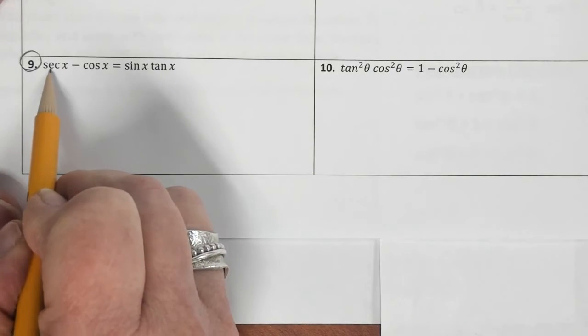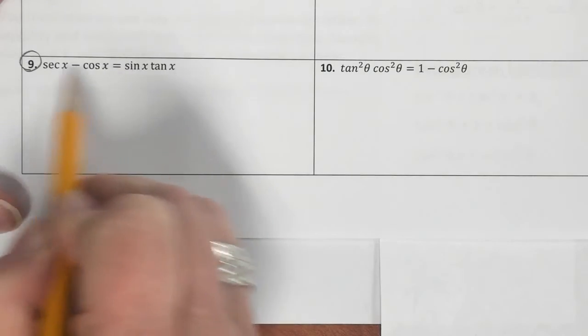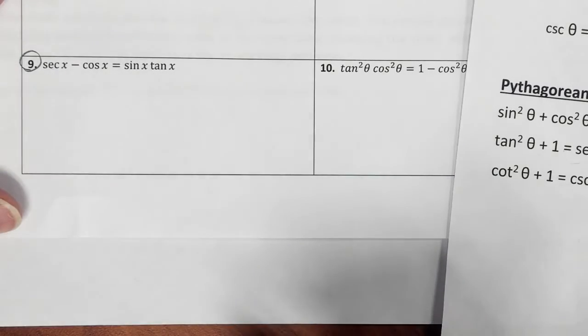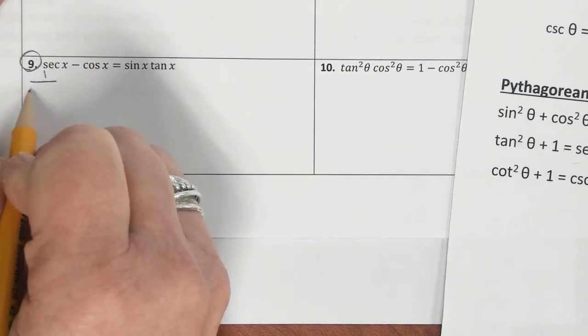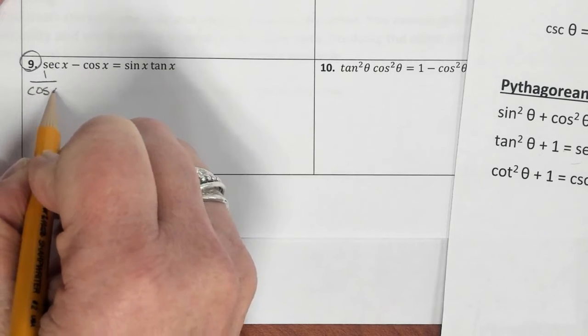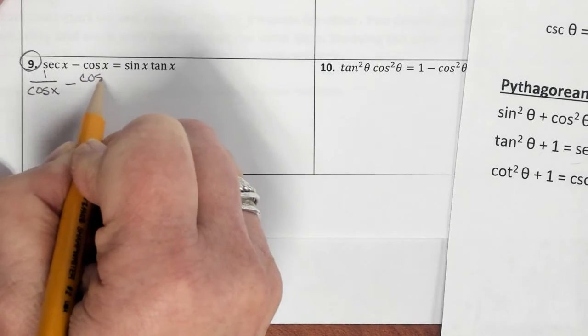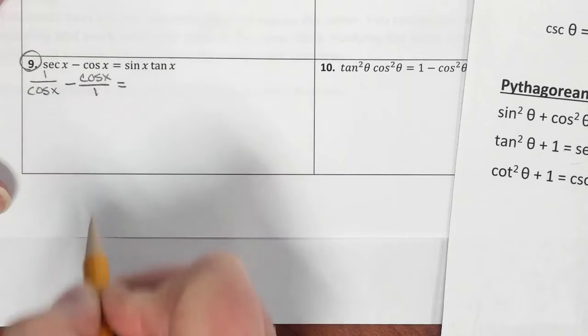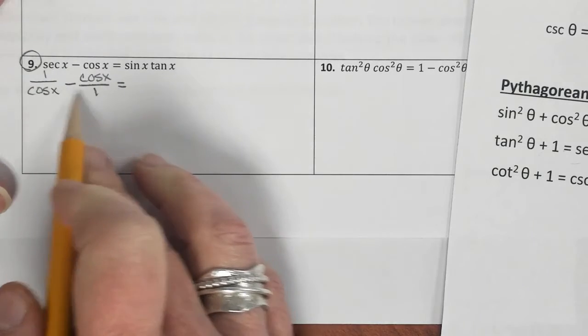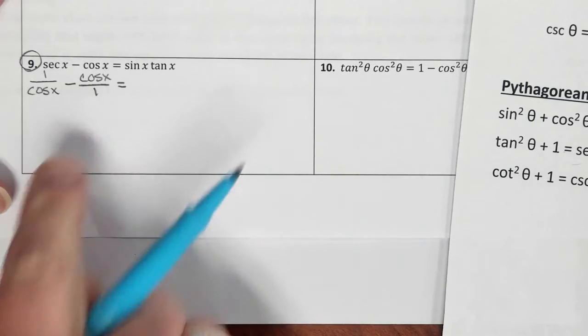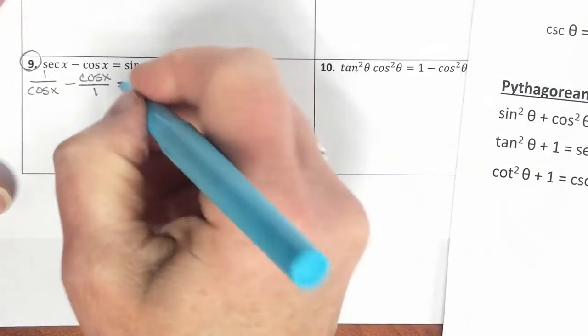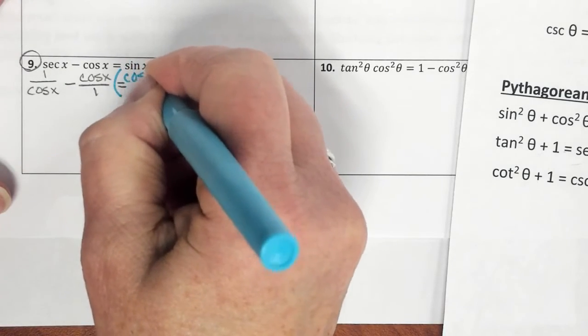So I'm going to rewrite secant. I have nothing squared. I have nothing I can substitute right away with the Pythagorean identities. So I'm going to basically take things back to sine and cosine. Secant is 1 over cosine, that reciprocal identity, minus cosine over 1. All right. I am subtracting fractions, so I need a common denominator. And this fraction needs a denominator of cosine x.